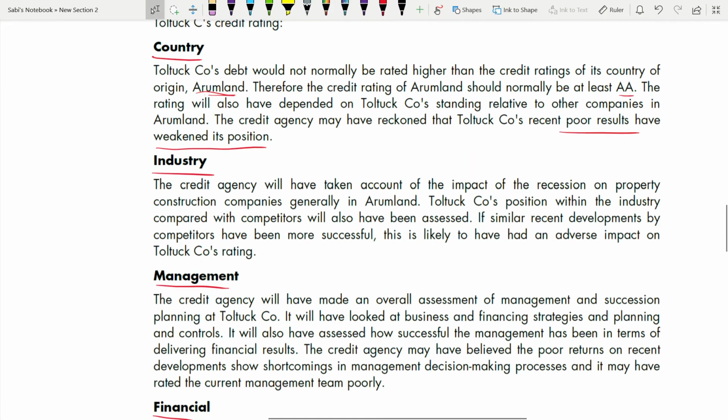So going to the second point, industry. The credit agency, and all this is very important by the way, because you might be asked a theory question on this. So if the same question is asked, at least you can give this point. So it's always better to go through these questions and never ignore this.